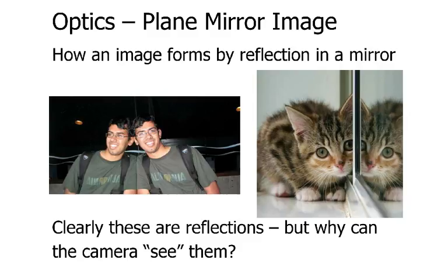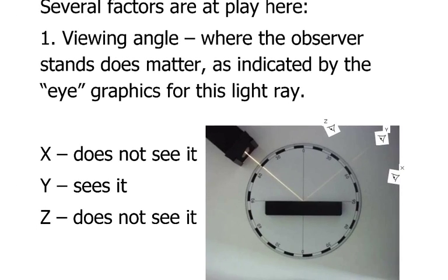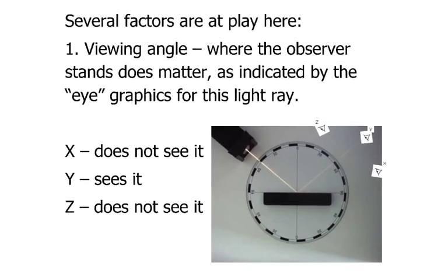Alright, so basically the question is, obviously there's no guy there, right? And there's no cat there. So why can you see them? Alright, well, several things are at work in basically deciding what we can see, why we can see it, especially when it comes to mirrors. Right? So, several things. First, the viewing angle. So it matters what angle you're standing at. Where the observer, that's you, stands is important.